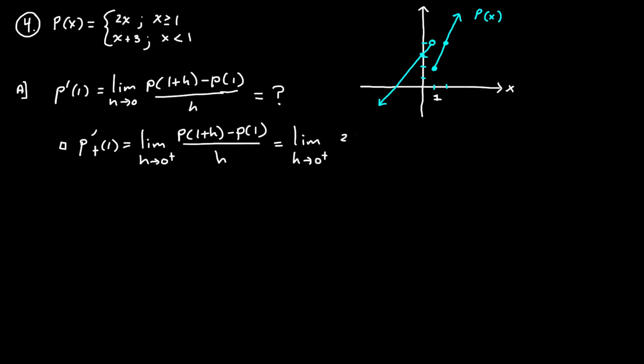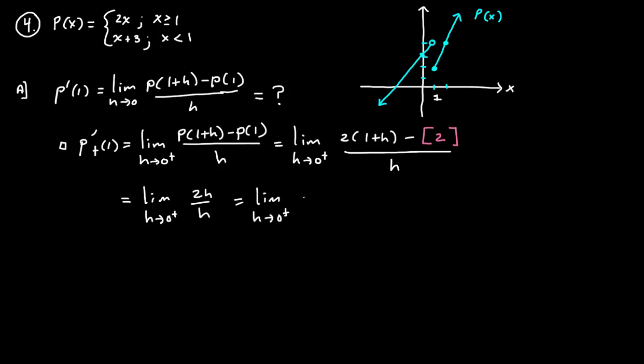We have 2, 1 plus h minus, I'm going to highlight this in pink, the value of the function at 1, and that's going to be 2, all over h. Okay, so when we work this out, this works out pretty similarly to what we've done before. What do we have? 2h over h, which is the limit as h approaches 0 from the right of simply 2. Limit of a constant is constant. So this number here is the number 2, and that makes great sense because the slope as we approach from the right is equal to 2.